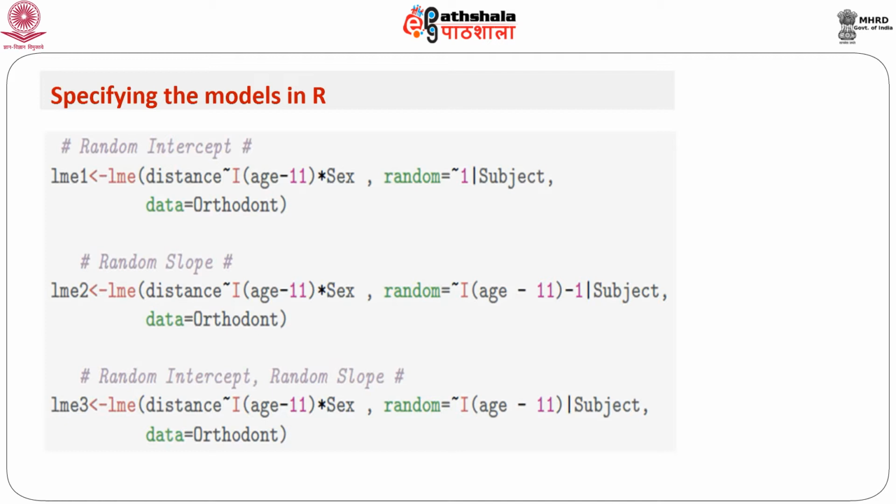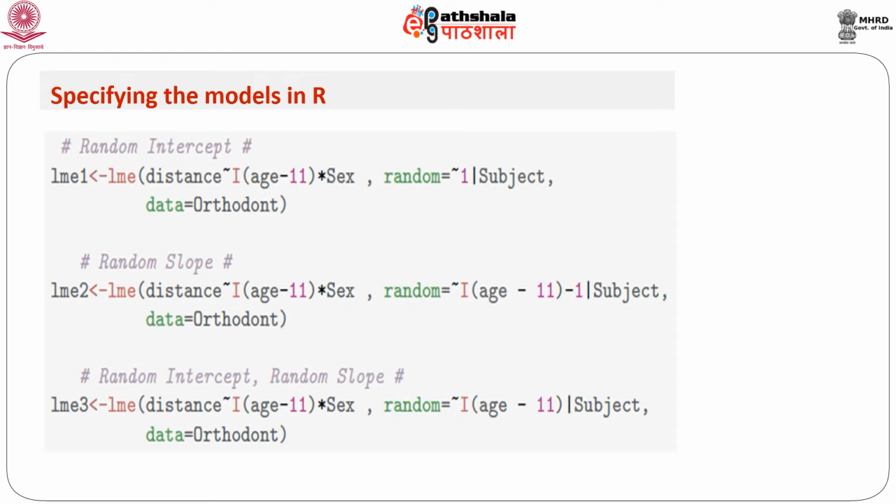For the third model, which is a random intercept and random slope model, we use the random slope modeling, but omit the minus 1 part. By default, the intercept, a plus 1, is there. So I can either explicitly write it, or even if I do not write it, the intercept remains.